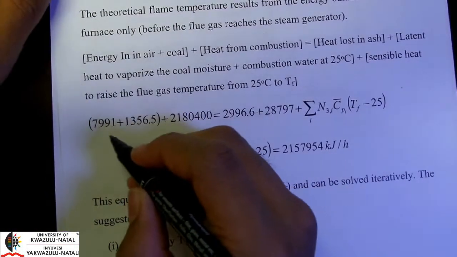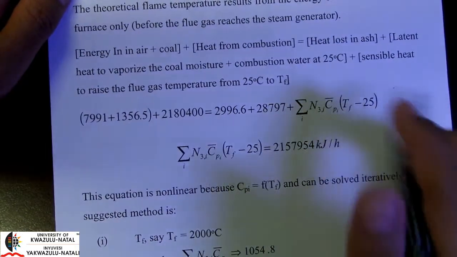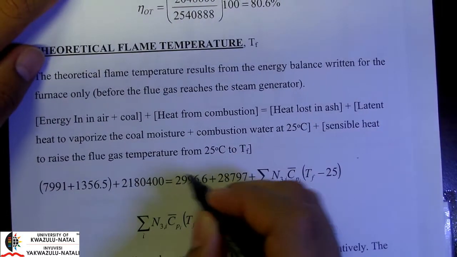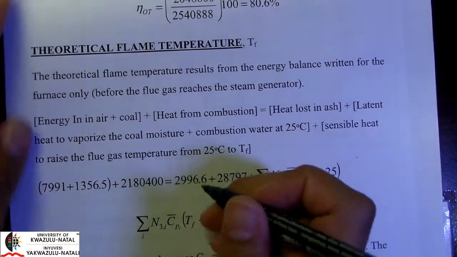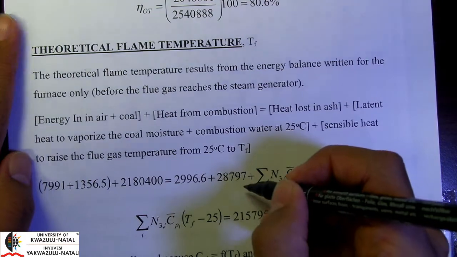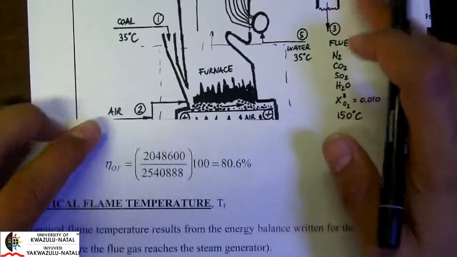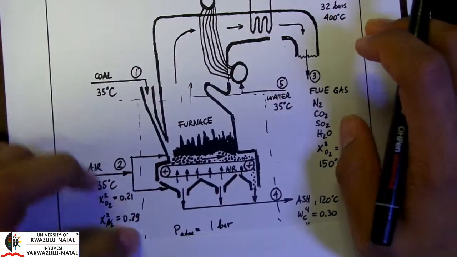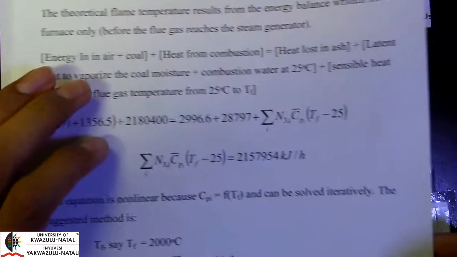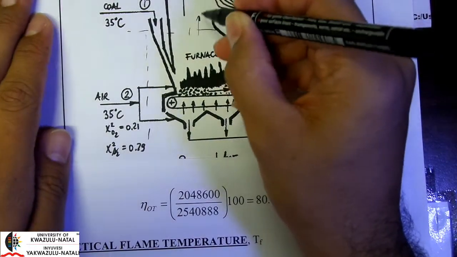So here is my enthalpy coming in with my coal and with my air, and this is the heat generated as a result of combustion. Now this is the enthalpy coming out with the ash, and this here is the enthalpy to vaporize the moisture in the coal. As you can see, it can be quite substantial, which is why we prefer to have completely dry coal rather than coal containing any moisture. It requires a lot of heat to vaporize our water. And finally, what's leaving out of this furnace is our flue gas.